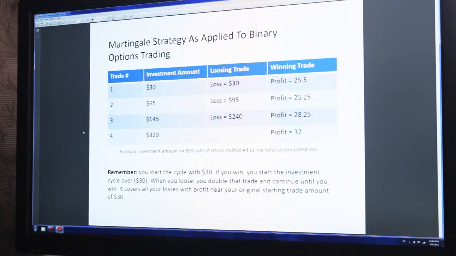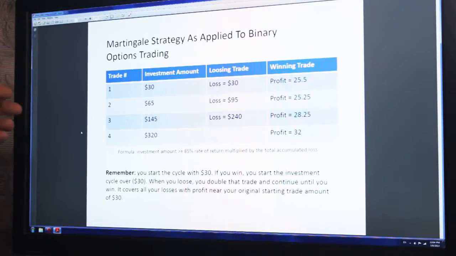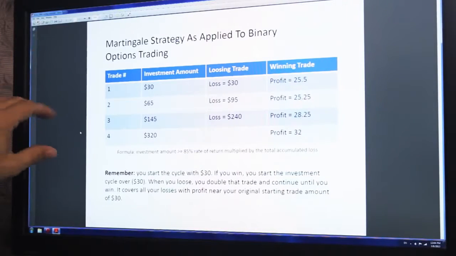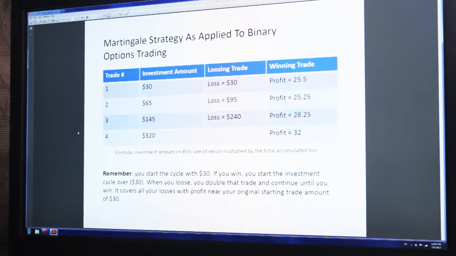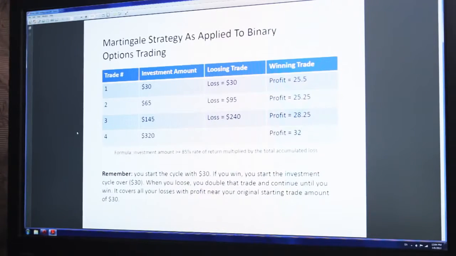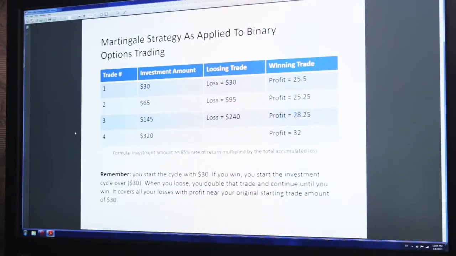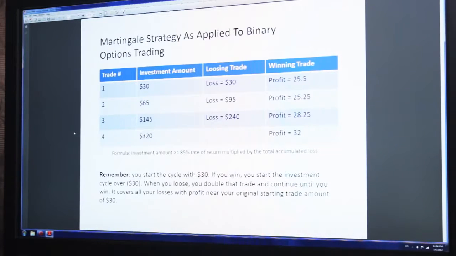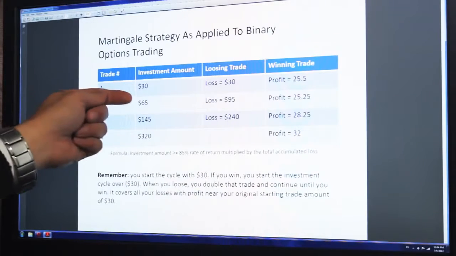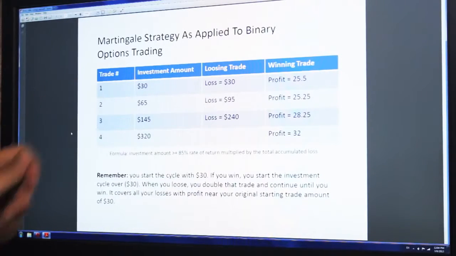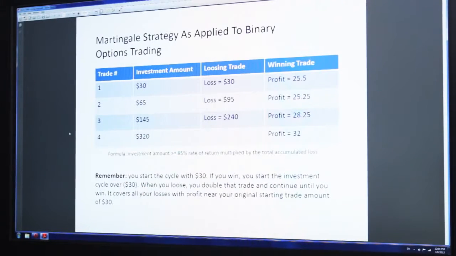So again, now our investment, trade number 2, $65. If we win, because I just want to go back a little bit to make sure everyone understands this, $65 times 85% equals $50. This new win covers our previous loss, plus gives us a profit of $25.22. If we lost, we need to double again to cover our 2 losses. Our 2 losses would be from trade 2 and trade 1, which is $65 and $30. Now we would need to open a trade for $145.